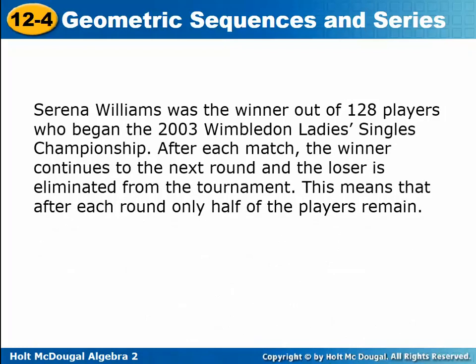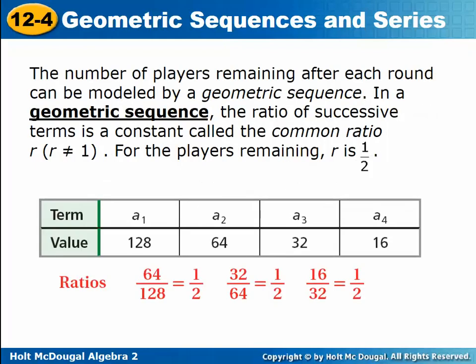So this is just a real-world example of when you might use a geometric sequence. Serena Williams was the winner out of 128 players who began the 2003 Wimbledon Ladies Singles Championship, and her sister are still playing. After each match, the winner continues to the next round and the loser is eliminated from the tournament. This means that after each round, only half of the players remain. So this is the type of sequence that we would call geometric.